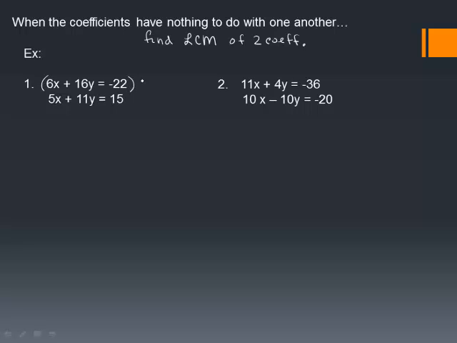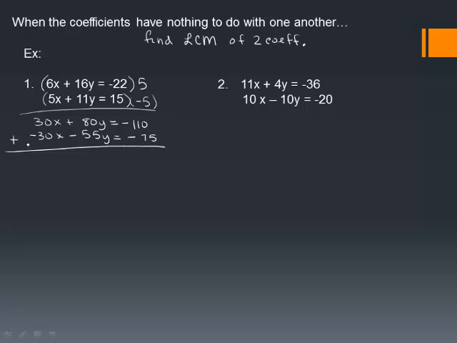So what I need to do is multiply this entire equation by 5, and that'll make this a positive 30. Then I have to multiply this one by -5 to make this a negative 30, so that they'll cancel out. So I'll have 30x plus 80y is equal to -110. And here I'll have -30x minus 55y is equal to -75. Now I can add those together and the x's will eliminate.